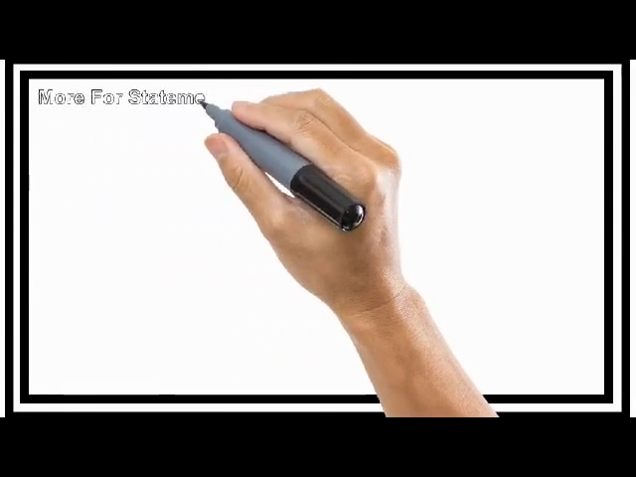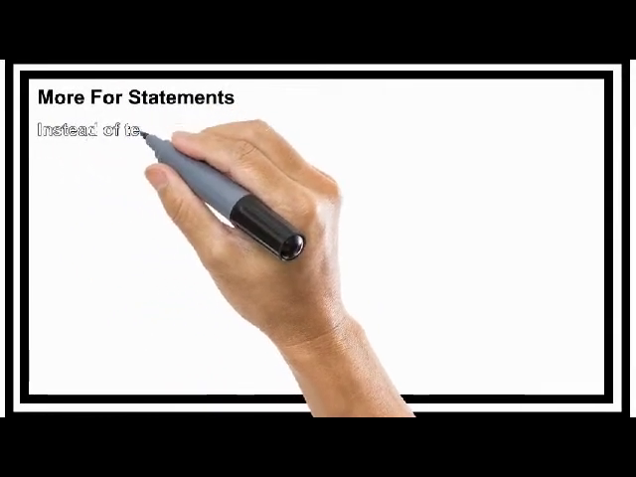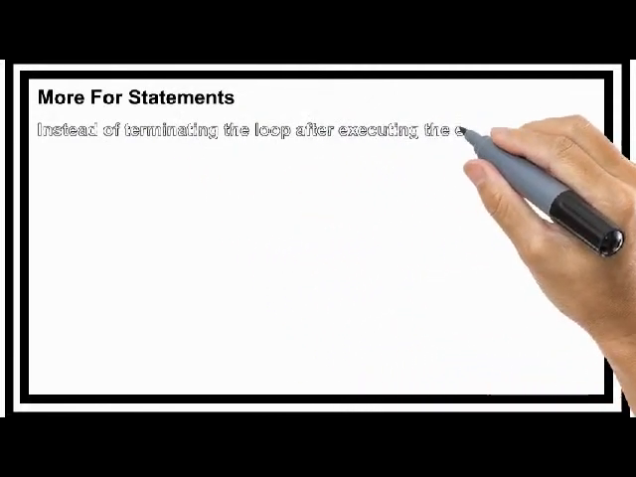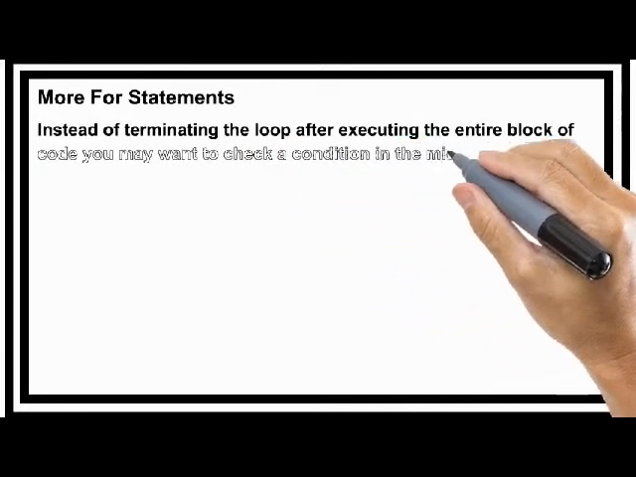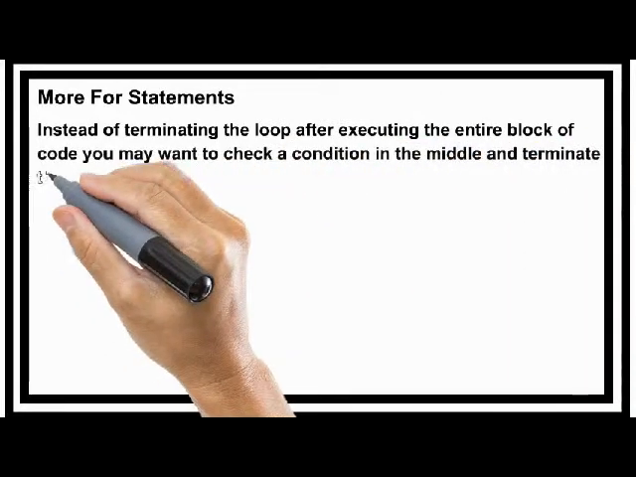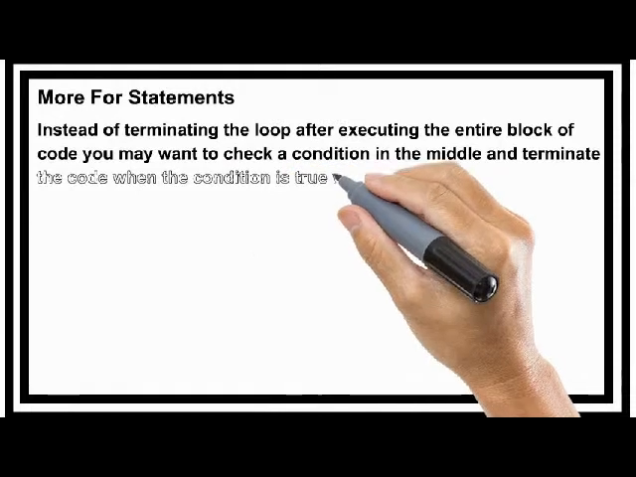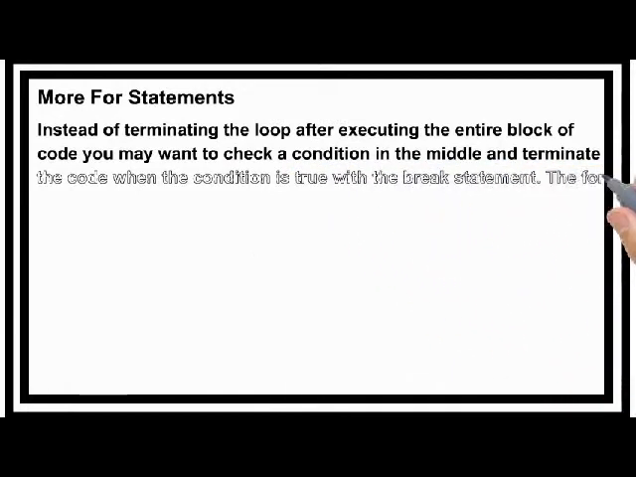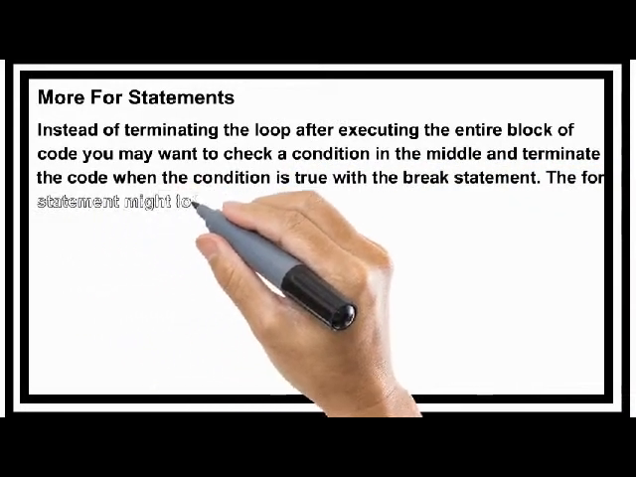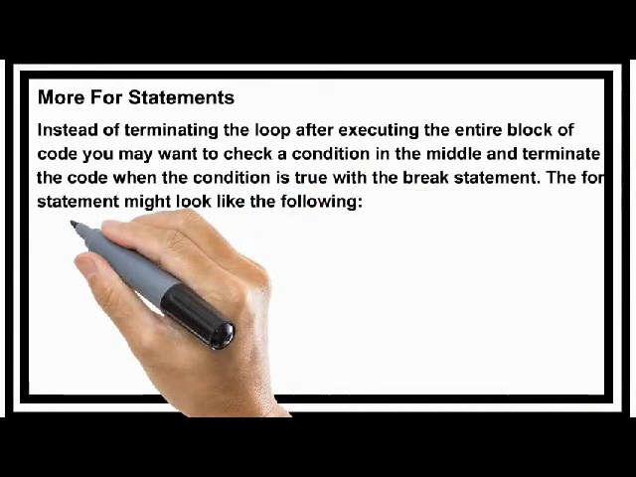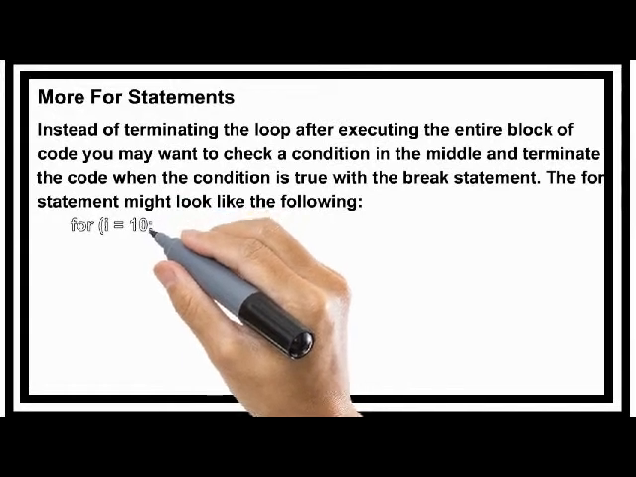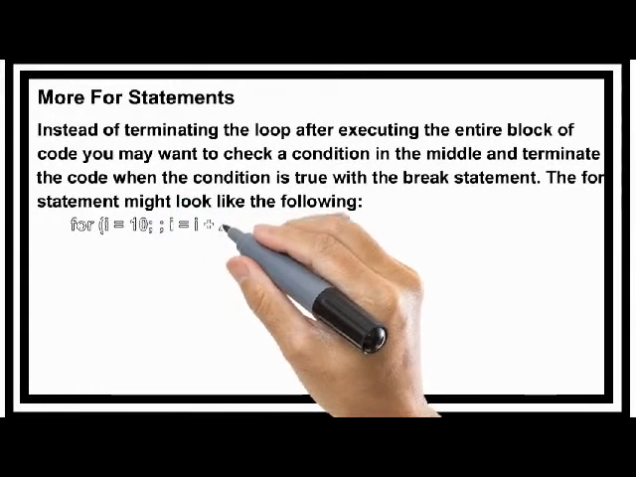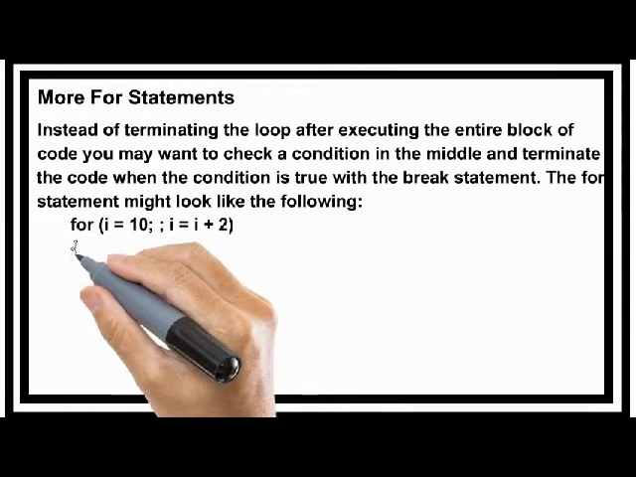More for statements. Instead of terminating the loop after executing the entire block of code, you might want to check a condition in the middle and terminate the code when the condition is true with the break statement. The for statement might look like the following. For left parenthesis, i equals 10, semicolon, semicolon, i equals i plus 2, right paren.